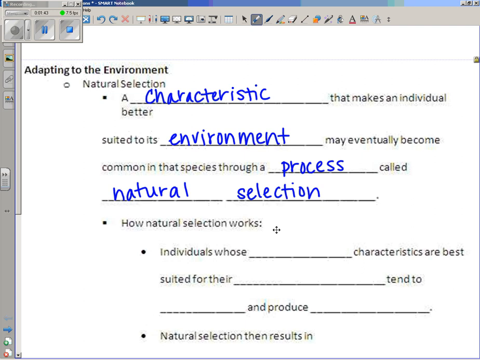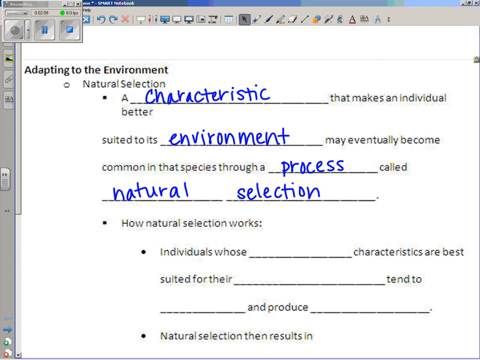So you had natural selection as a WOD. It was just on our WOD quiz yesterday. The difference between natural selection and adaptation, which we'll talk about in a moment, is that natural selection is the process that it takes to get to having one of the adaptations that we'll discuss. So it's the process to create the adaptation. And so this is how natural selection works.